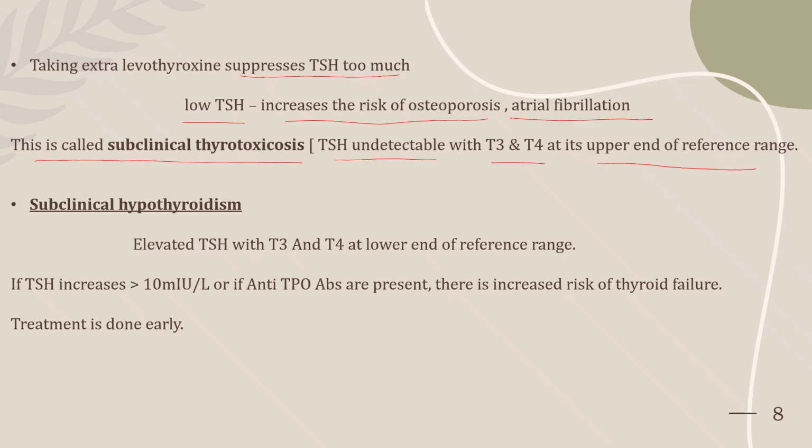The opposite of this condition will be subclinical hypothyroidism, where the TSH will be elevated and the T3 and T4 are at the lower range of the reference range. In this condition, if the TSH increases more than 10 milli-international units per liter, or if anti-TPO antibodies are present, then the patient can go into thyroid failure. So the best thing to do here will be to treat the patient as early as possible.